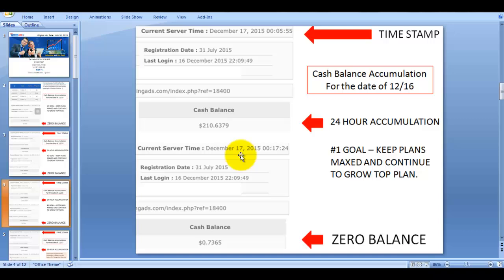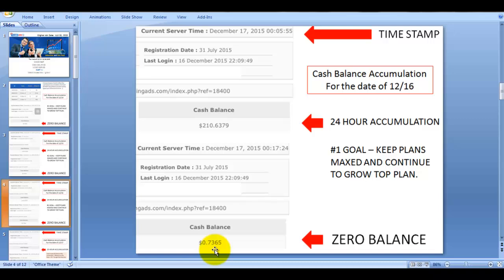My next slide here is for December 16th. You'll see that I'm about 5 minutes, well, almost 6 minutes into December 17th with a cash balance of $210 and a few cents over. And then at 17 minutes after the midnight of the 17th, you see my zeroed out. I actually made my purchase without, I actually ticked the box to use my repurchase.